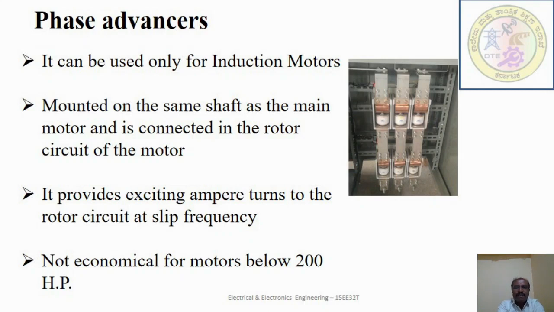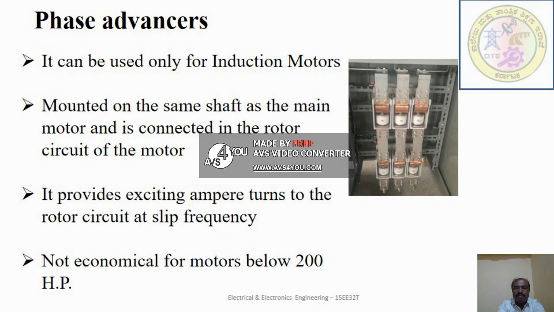It has two principal advantages. First, the exciting ampere turns are supplied at slip frequency. Therefore, the lagging kVAr drawn by the motor can be considerably reduced. And secondly, the phase advancer can be conveniently used where the use of a synchronous motor is inadmissible. However, the major disadvantage is that these are not economical for motors rated below 200 HP horsepower.